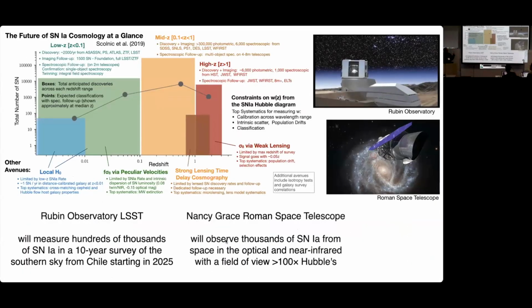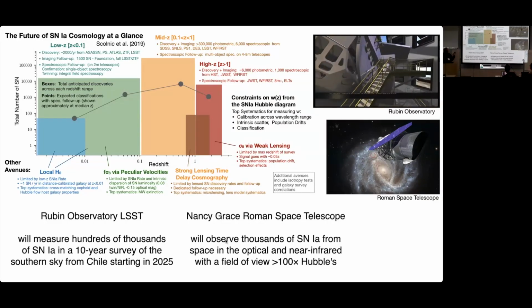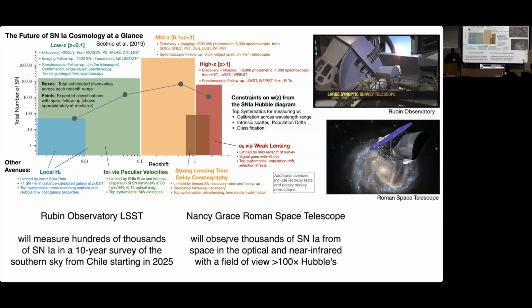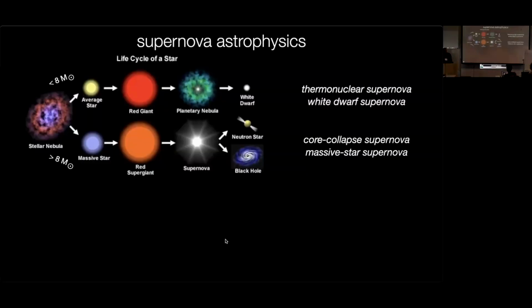Okay. The future is bright, of course. We have Rubin, we'll have Roman. We're going to get lots more supernovae at redshift for cosmology. So this will be great for a bunch of reasons. But okay, I'm sort of halfway done in my time, so I want to switch to astrophysics now.